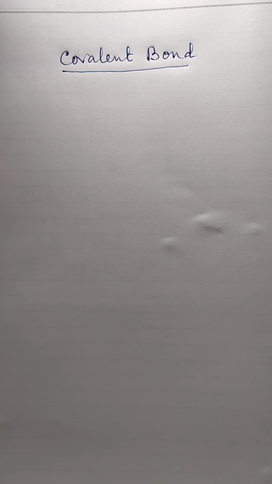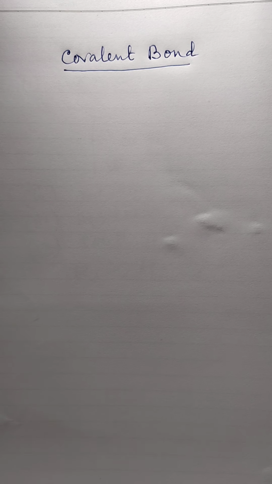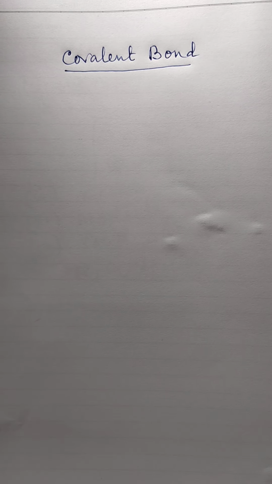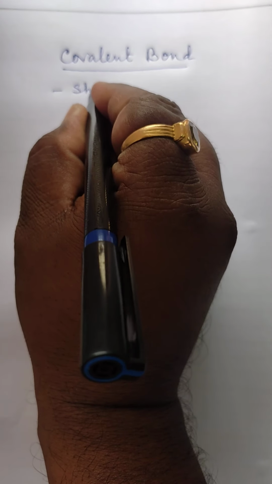Good morning, children. We are in the last part of the same chapter, metals and non-metals. In this part of the chapter, we are going to discuss covalent bonds. Now the question comes, what is a covalent bond? A covalent bond is a bond that is formed by the sharing of electrons.